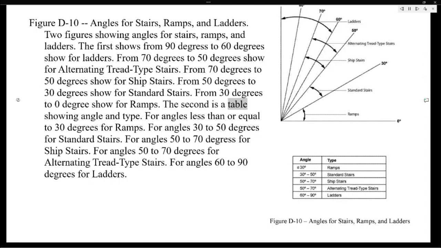The second is a table showing angle and type. For angles less than or equal to 30 degrees, ramps. For angles 30 to 50 degrees, standard stairs. For angles 50 to 70 degrees, ship stairs. For angles 50 to 70 degrees, alternating tread type stairs. For angles 60 to 90 degrees, ladders.